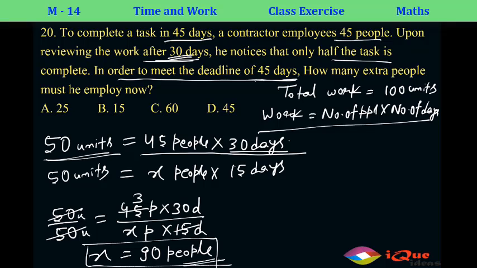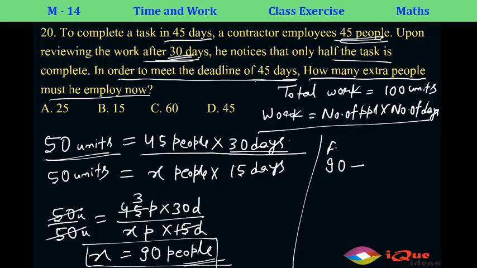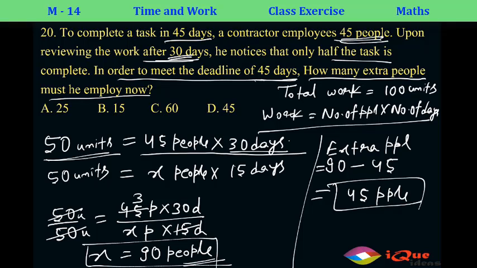Now out of this 90, 45 are already there. And the question is saying that how many extra people must he employ now? So that means there were already 45 people and he needs 90 people in the second phase. So the number of extra people will be equal to 90 minus 45. So 90 required, 45 already there. So 90 minus 45 is equal to 45 people. That is 45 people are required to complete this work in the deadline. So answer is D option.